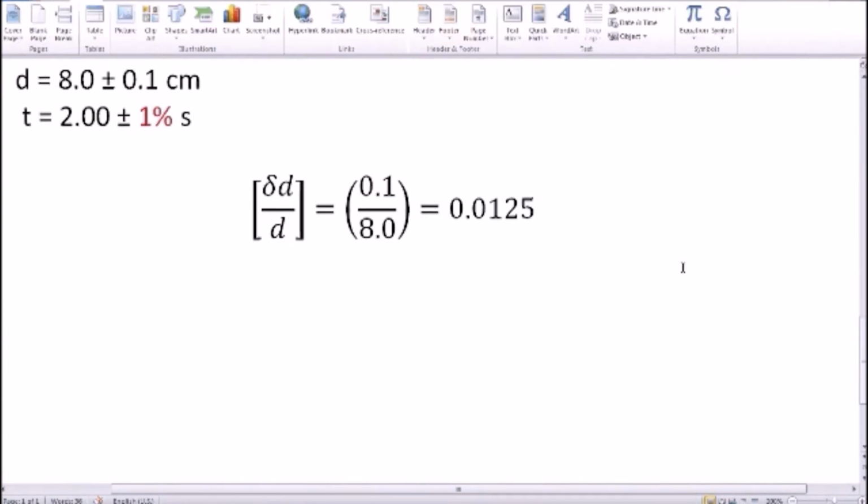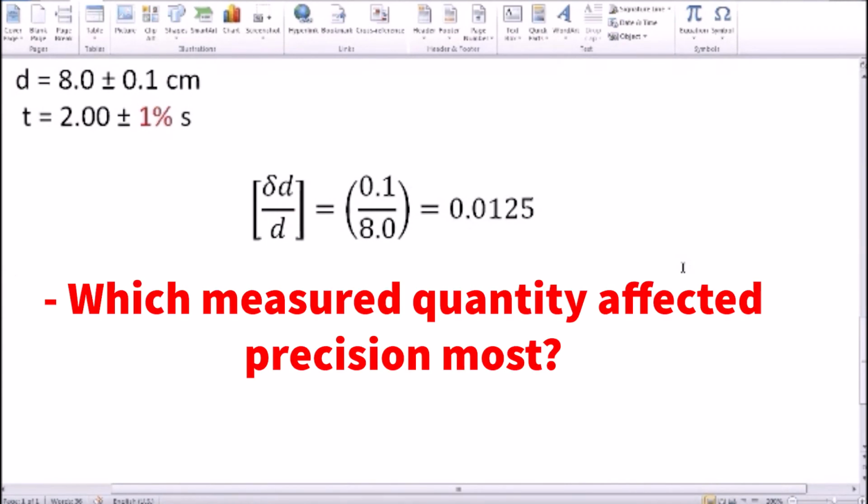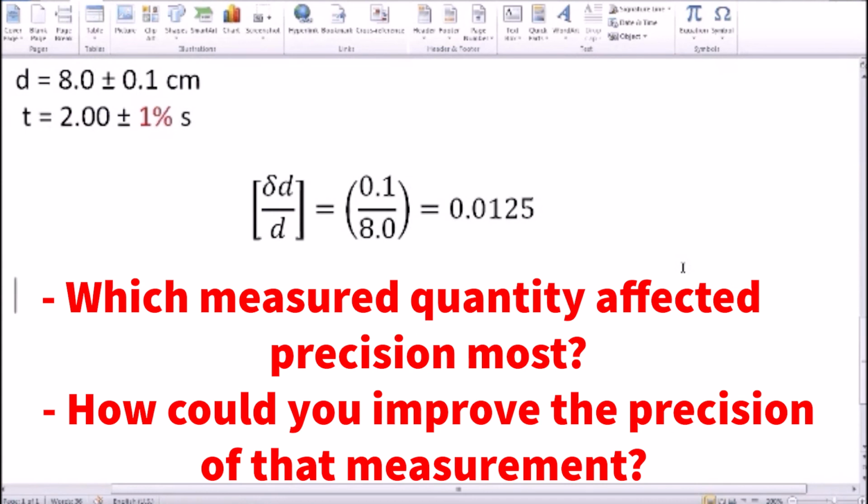So let me now summarize. For your precision analysis, the first thing you do is identify which quantity affected your precision the most. That means you look at your uncertainty expression and you figure out which term in it is largest. The second half of your precision analysis consists of coming up with a hypothetical suggestion for how you could redesign the experiment and make your precision for that one measurement better. In other words, how to make that term smaller.